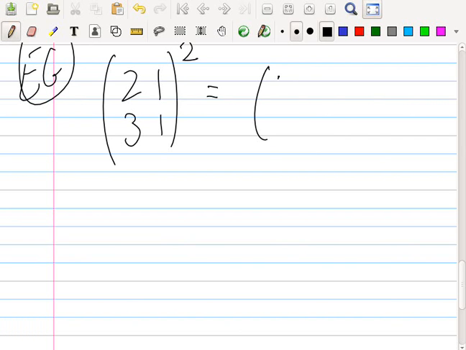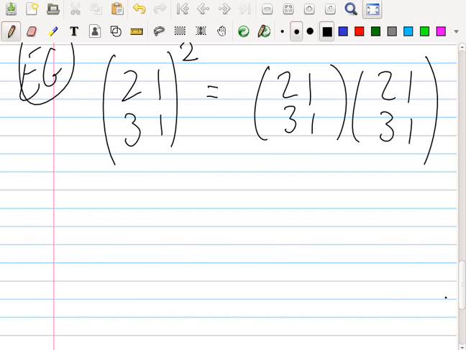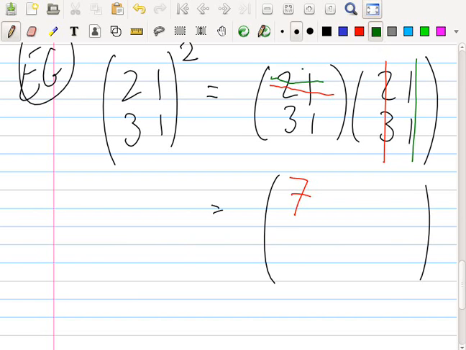So you multiply it by itself. We'll go through the process again. Firstly, it's this row with this column. So that would be 2 times 2, which is 4, and 3 times 1, which is 3. So we get 7 there. Next is this row with this column. So 2 times 1, which is 2, and 1 times 1, which is 1. 2 and 1 is 3. Next is this row with this column. 3 times 2 is 6, 1 times 3 is 3. 6 and 3 is 9.